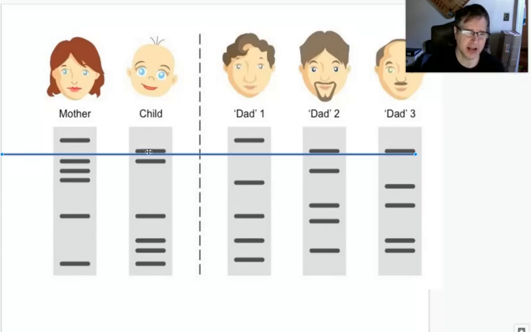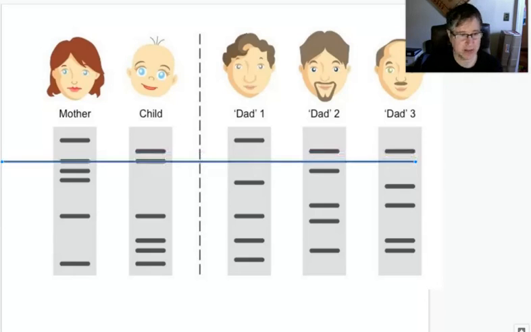So let's move down a little bit further and look at this band. So this child has the band. Did it come from mom? It did not. Therefore, it had to come from one of the fathers. So we look at dad 2 and dad 3, who are still our possible fathers, and both of them have the band. So does that help us figure out who the father is? It does not.